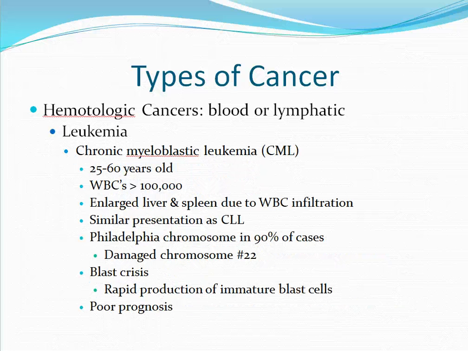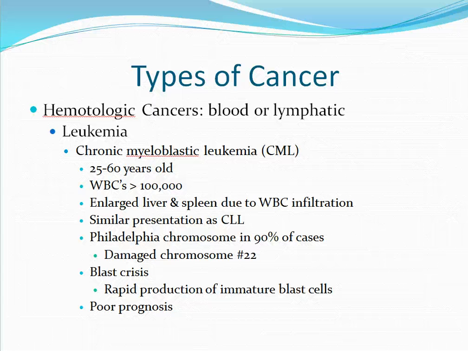Chronic myeloblastic leukemia, CML. This is common in those between the ages of 25 and 60. Here we see white blood cell numbers greater than 100,000. The liver becomes enlarged as well as the spleen due to increased white blood cell infiltration. It has a similar presentation as CLL. Another thing we see that differentiates the two is the appearance of the Philadelphia chromosome. This is chromosome number 22, and in chronic myeloblastic leukemia, the Philadelphia chromosome is damaged. This is seen in about 90% of all cases.